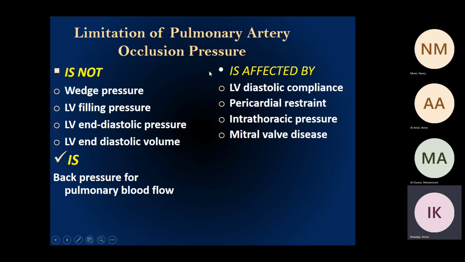Just one last slide. Like I said, there is a limitation for your pulmonary artery occlusion pressure. We call it wedge, but it's not truly a wedge, or a capillary pressure measurement. It does not give you the left ventricular end-diastolic pressure measurement or the volume for that matter. It's affected by these factors: the compliance of the ventricles, the pericardium, intrathoracic pressure, mitral valve.